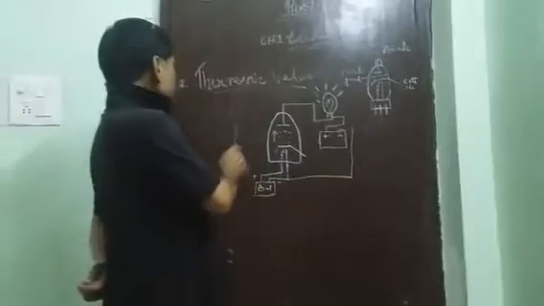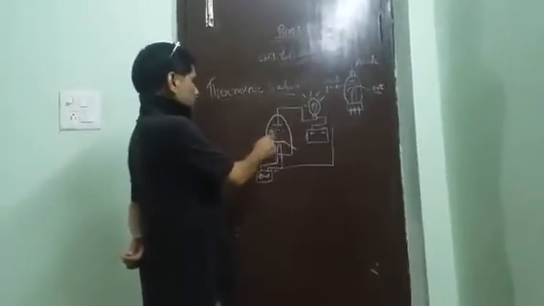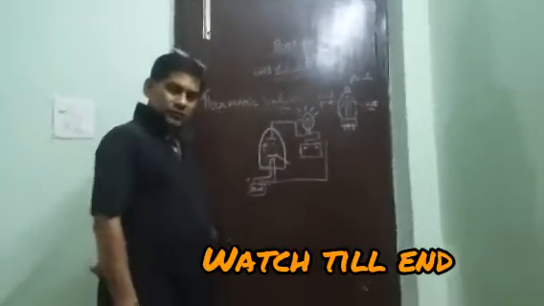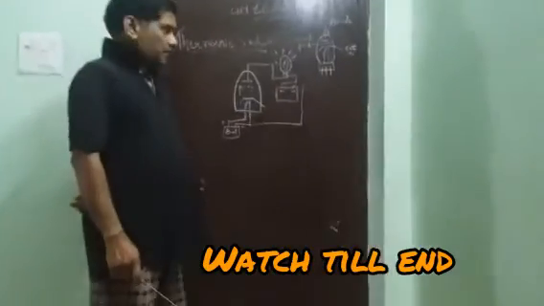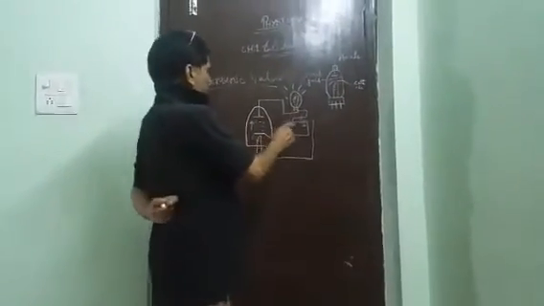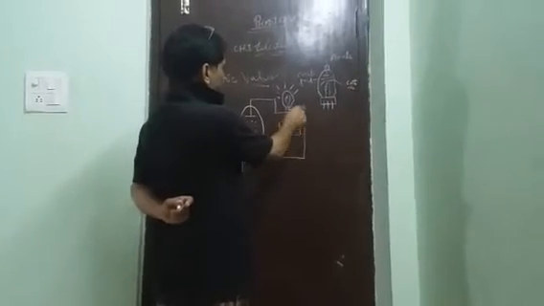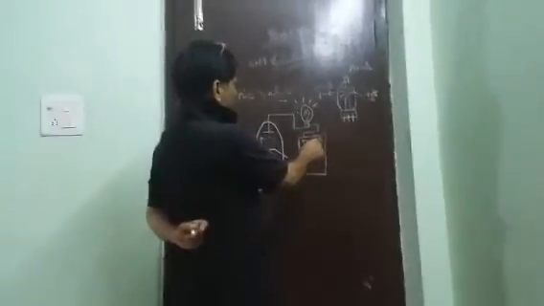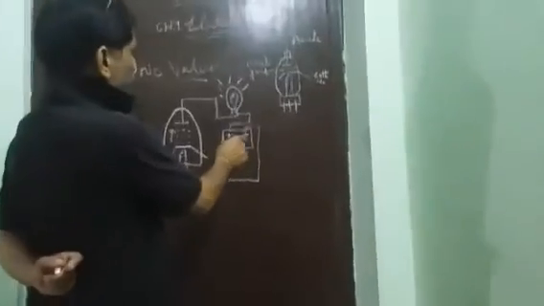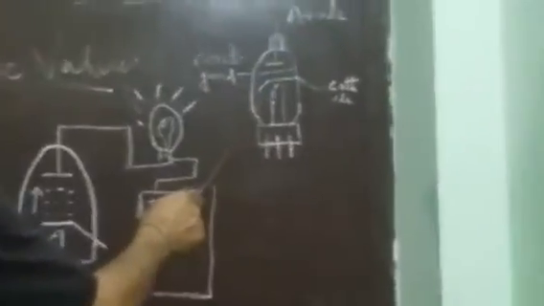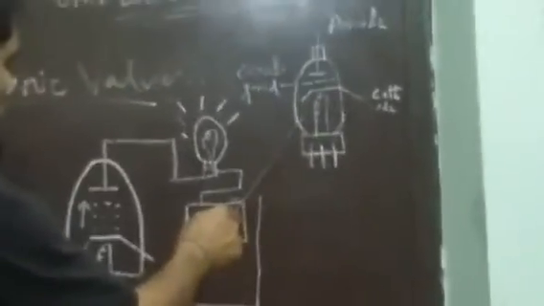A valve is also called a thermionic valve. It is also called a vacuum valve. The basic of a valve is just like this. This is a vacuum glass tube. Inside this glass tube, it is completely vacuumed. The air has been taken out from this glass tube.